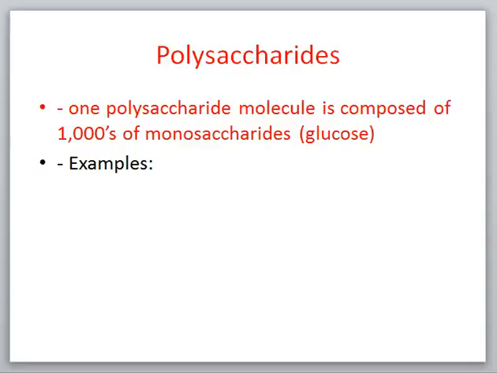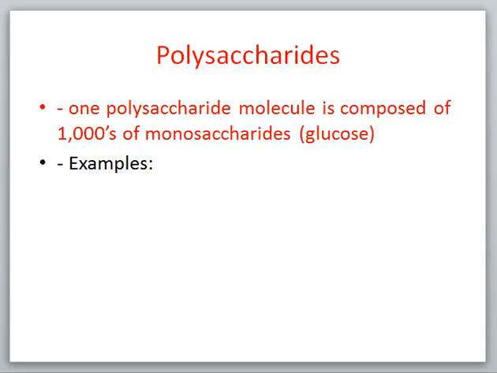Okay, this is chapter 3.2b, and we're in chapter 3 that talks about organic molecules, and we're in the second part of that chapter, which goes into the carbohydrates, and here we're starting with polysaccharides.